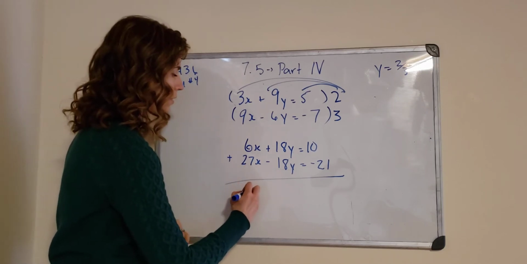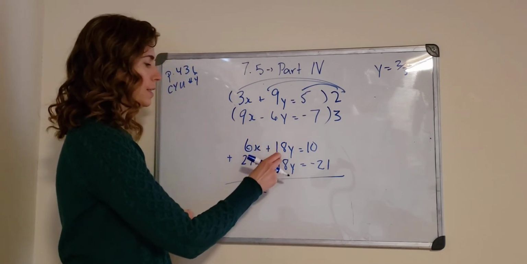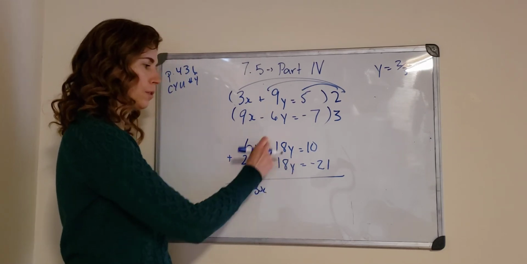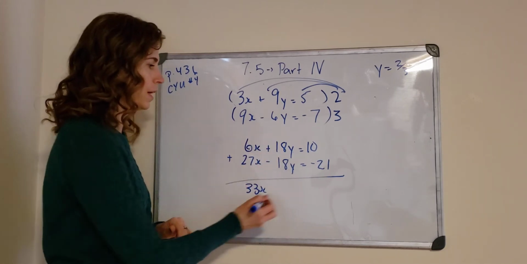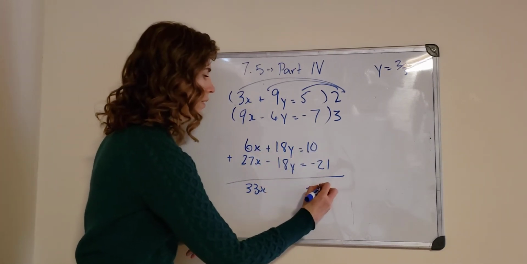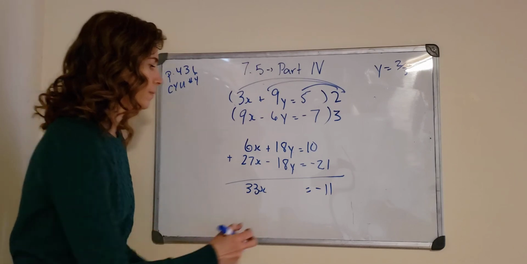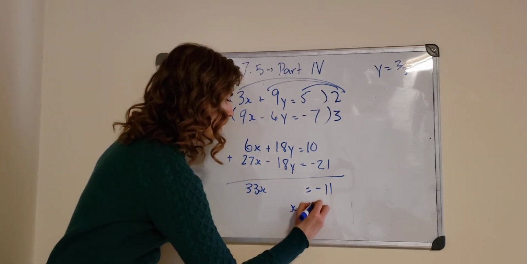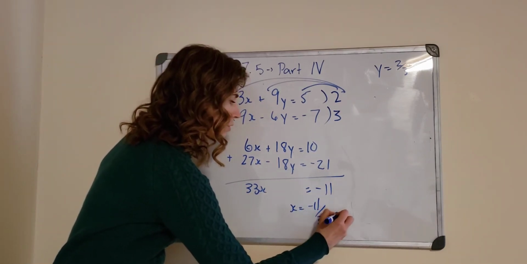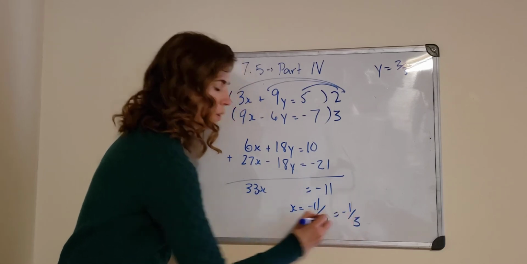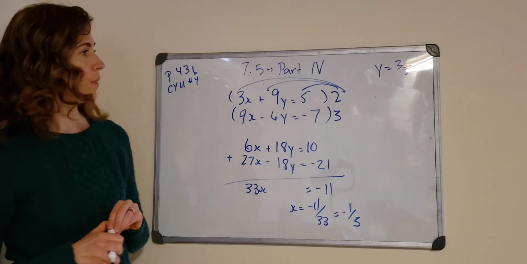So that would be 33x. 18y plus a minus 18y, those cancel out, right? Because they have opposite signs. And this would be negative 11. So my x would be negative 11 over 33. Let's reduce that: negative 1 over 3.